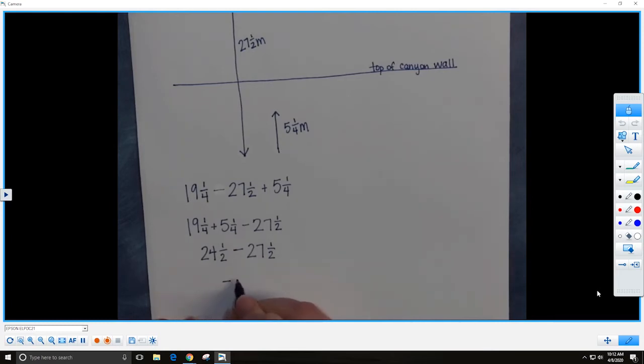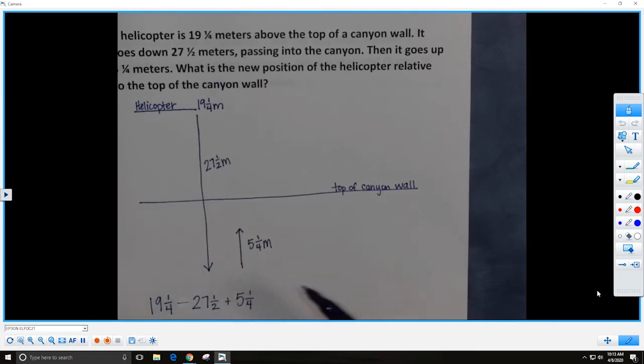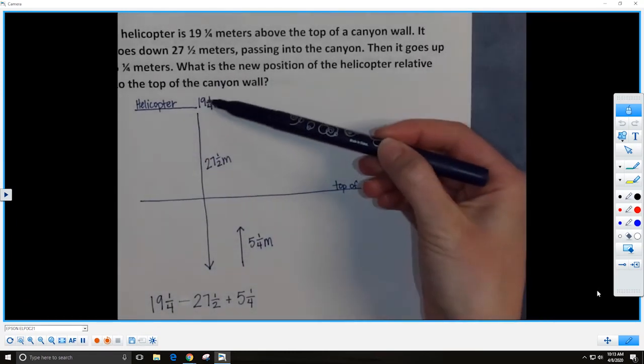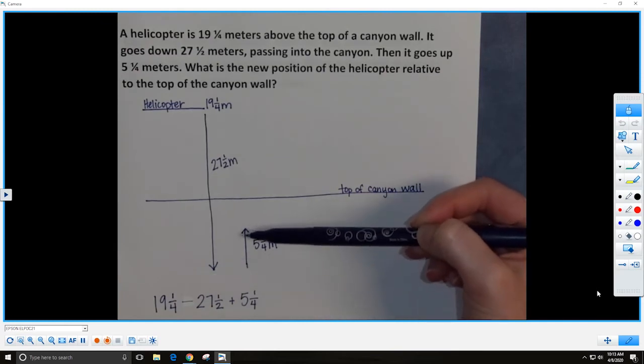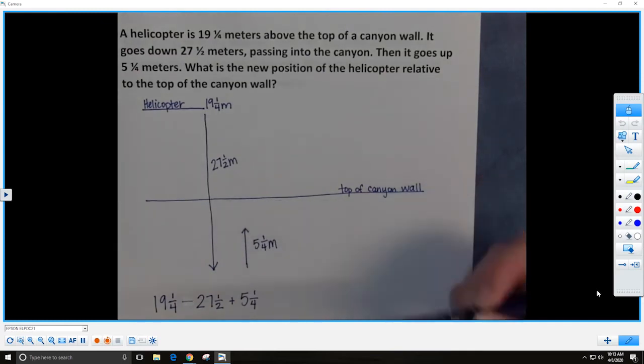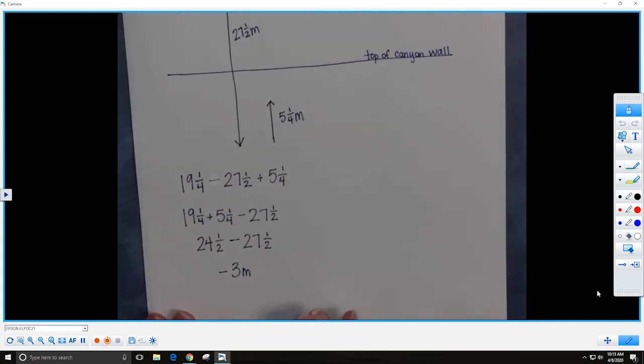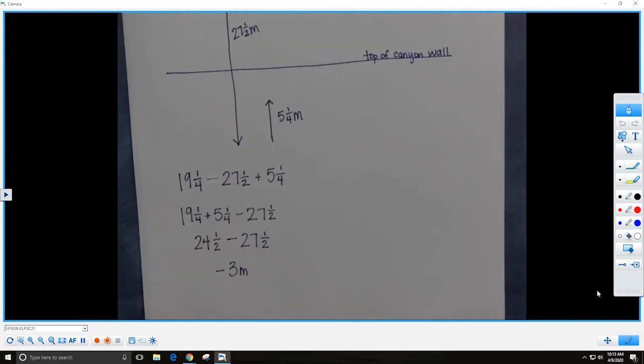You are correct. It is -3. Did you get that answer? Awesome. So what does the -3 mean in the context of the problem? That's right. It means that the helicopter is 3 meters below the top of the canyon. And if you go back to our drawing, it does make sense that if it started here, went down 27 and 1/2 meters, came back up 5 and 1/4 meters, it is going to be 3 meters below the top of the canyon wall. Awesome work.